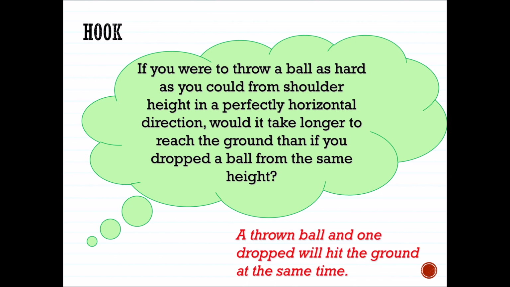If you were to throw a ball as hard as you could from shoulder height in a perfectly horizontal direction, do you think it would take longer to reach the ground than if you dropped a ball from the same height? So dropping versus launching it horizontally, that would result in both balls falling at the same time. The overall concept for today's lesson is that the vertical motion is independent of the horizontal motion for an object being launched as a projectile.